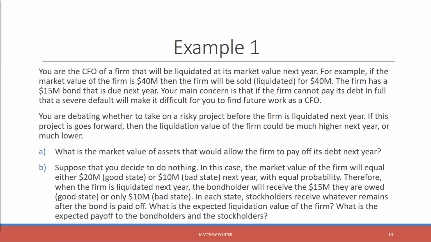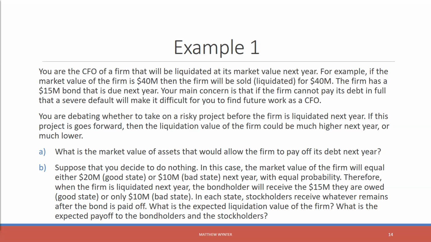In this case, the market value of the firm will equal either 20 million in the good state or 10 million in the bad state with equal probability. Therefore, when the firm is liquidated next year, the bondholder will receive the 15 million they're owed in the good state or only 10 million in the bad state. In each state, the stockholder is going to receive whatever remains after the bond is paid off.